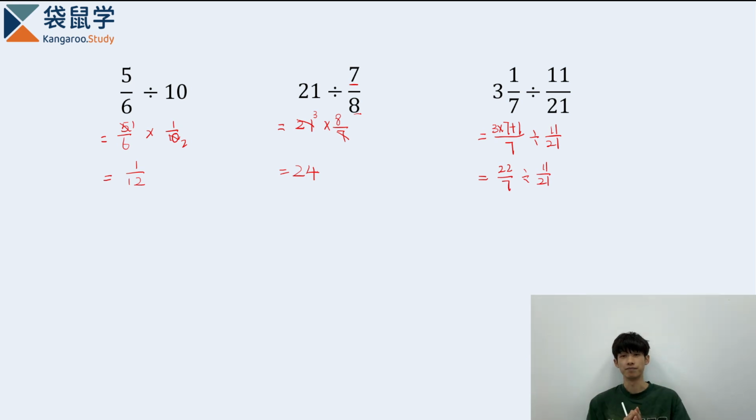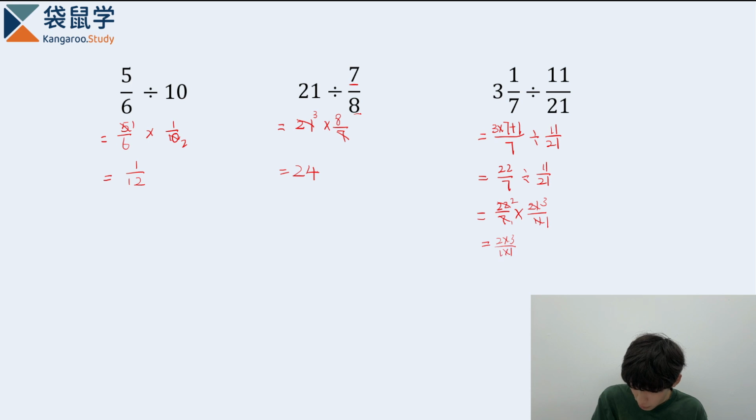And now we have a division, fraction divided by fraction. What should we do about the left side of the division? Remain the same. So still 22 over 7. And the division changes to multiplication, so times. And for 11 over 21, reciprocate. So 11 will be the denominator, 21 will be the numerator. 21. And simplify 3, 2, and 1. So it becomes 2 times 3 over 1 times 1, and gives us just 6.